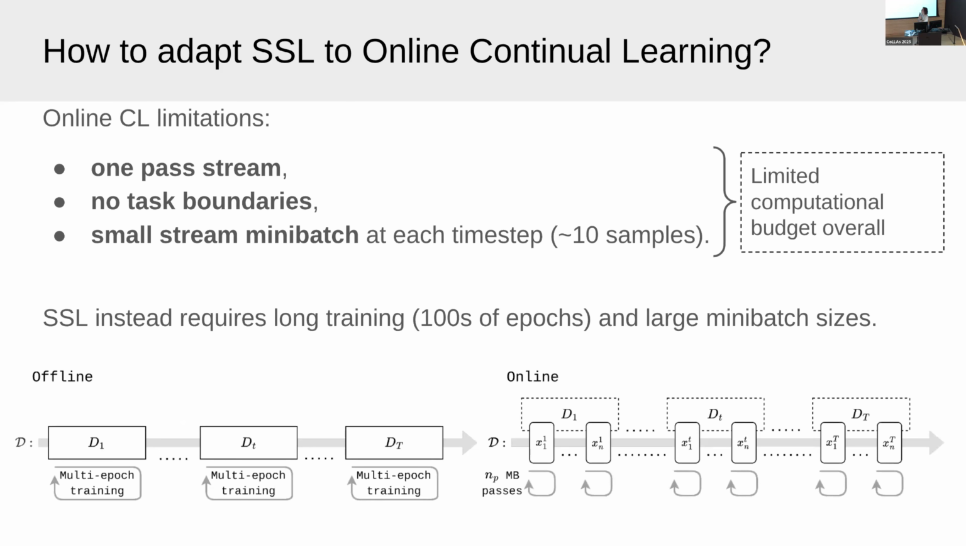This entails a limited computational budget, caused by the one-pass stream and the very small mini-batches. This contrasts with the main paradigms of self-supervised learning, which usually require hundreds of epochs to converge and sometimes even very large mini-batch sizes, especially for contrastive methods.